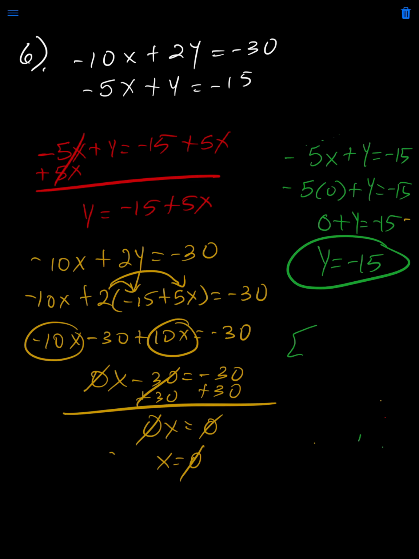So if that's the case, looking at it, yep, so that's my solution. I just did it literally in my head. 0 divided by 0 is just 0, so still the same thing. My solution is going to be 0, comma, negative 15. There we go. Just like that, I am done with number 6.